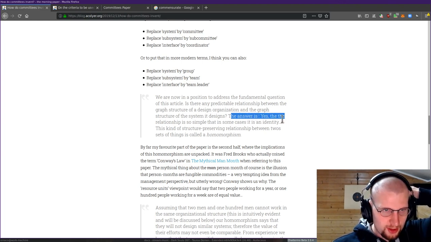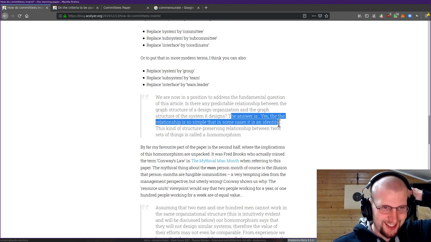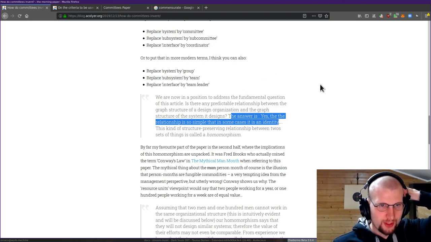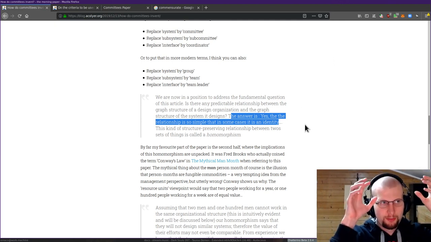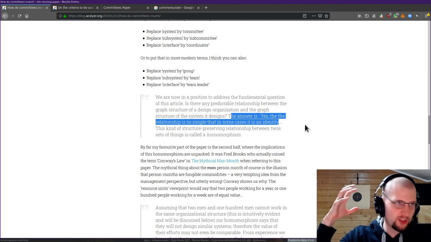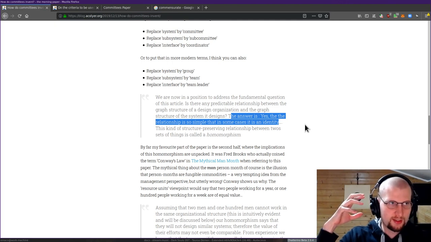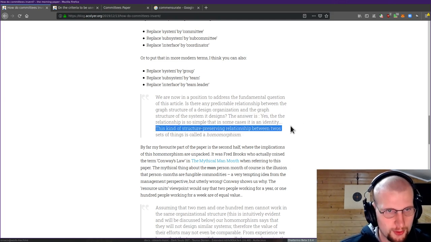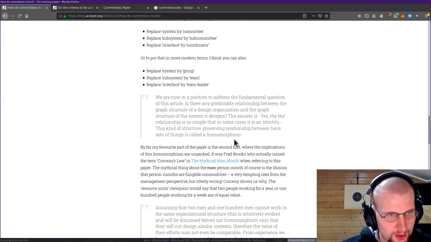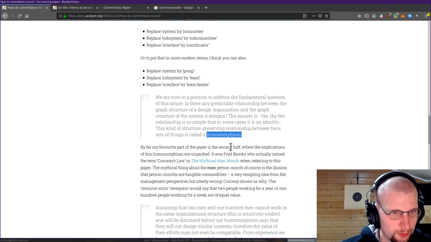The relationship is so simple that in some cases it is an identity. So if you would draw a graph of the organization, like, I have a sales team, you've got a production team, and maybe some other team, that graph structure will be the same as the software you're producing. So that's what this paper is talking about. This kind of structure preserving relationship between the two sets of things is called a homomorphism. It's not an isomorphism, it's a homomorphism. So what's a homomorphism?